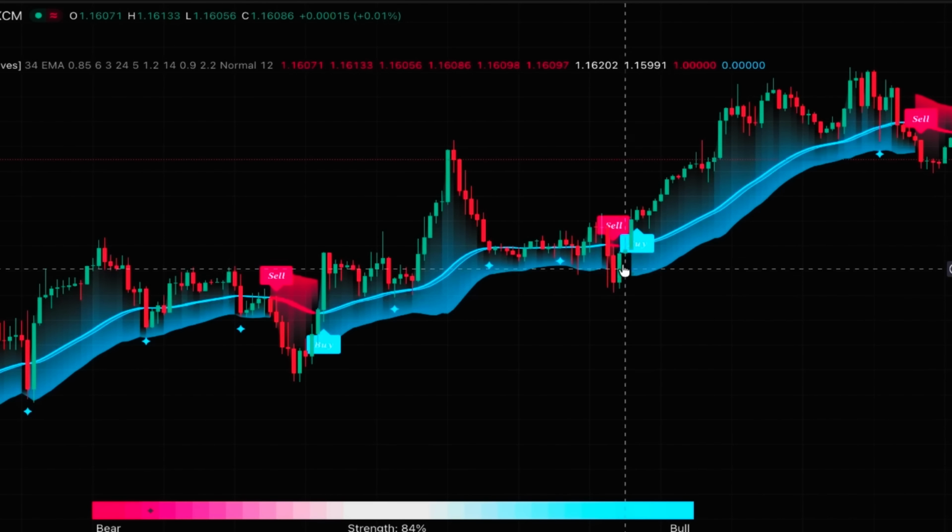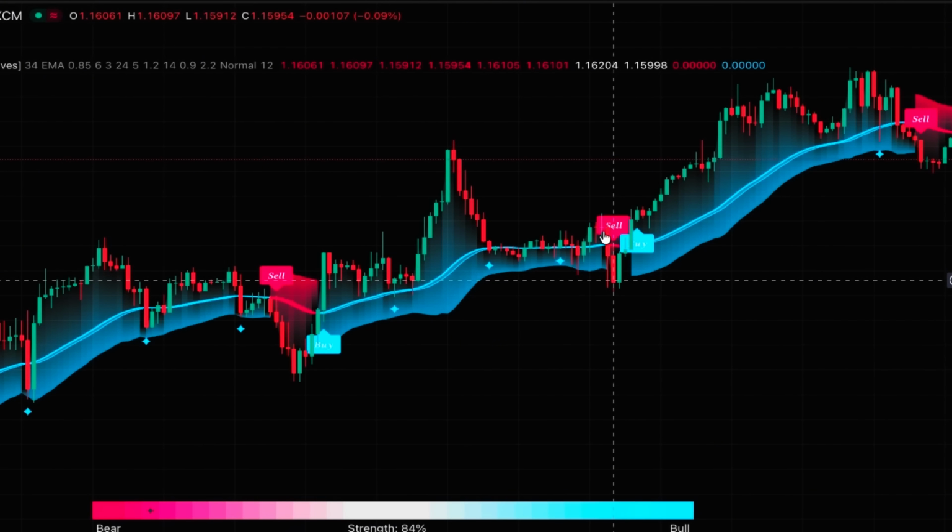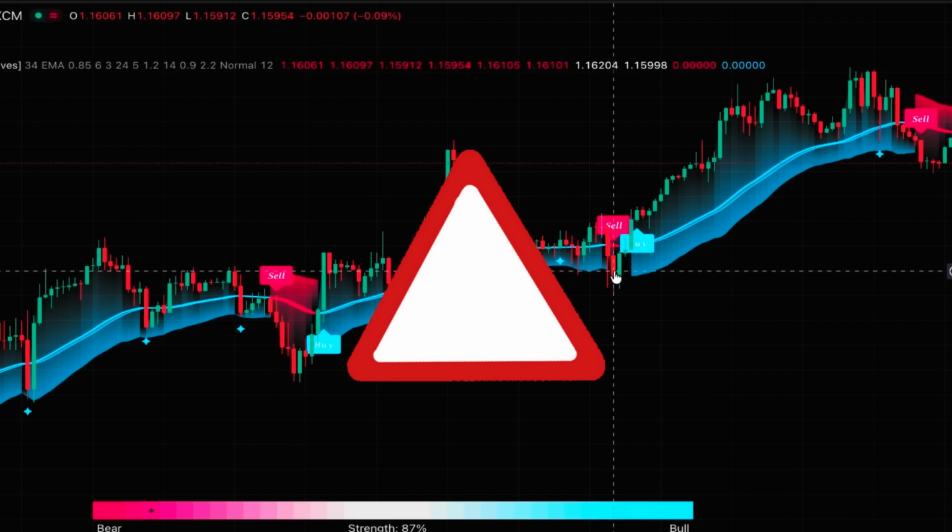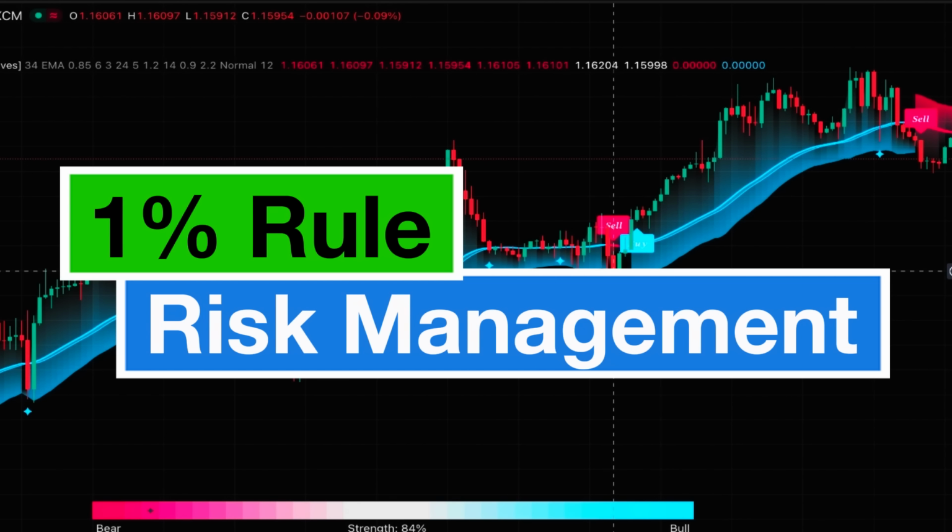Or similarly for this sell signal here, which is also a false signal, you can see that we didn't get any price action confirmation. By the help of this method, you can filter many of the false signals, but not all of them. This is not possible in reality. You can never have a trading strategy with 100% win rate, and you need to manage your risk properly. 1% risk management is the best risk management strategy and recommended by professional traders.